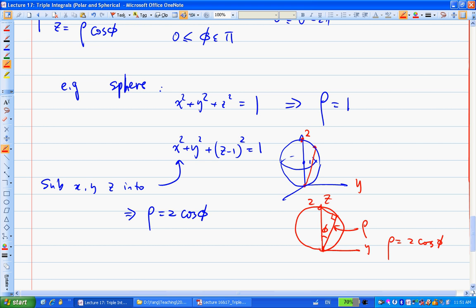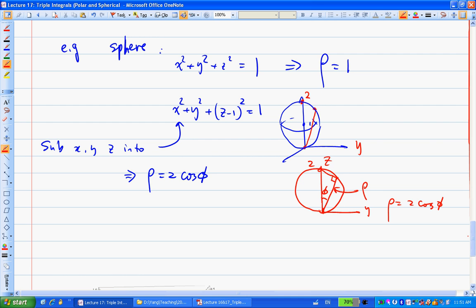So back to this question, if you see it in spherical coordinates, which says rho equal to 2 cosine phi, what jumps into your mind is that it's actually a sphere like this, centered at 0, 0, 1. All right? So that's one thing here.